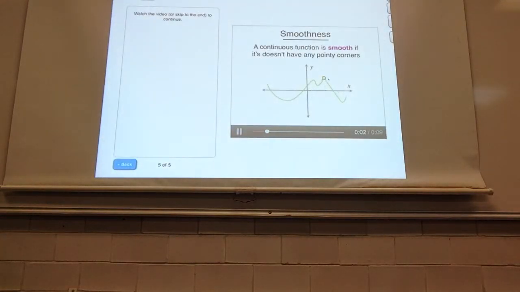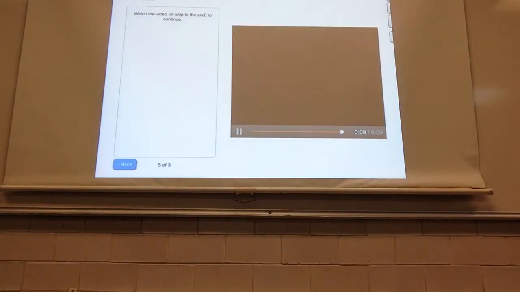Right. It was at coordinate D, because at this x-coordinate, the function has a pointy corner. The rest of this function, however, is smooth.